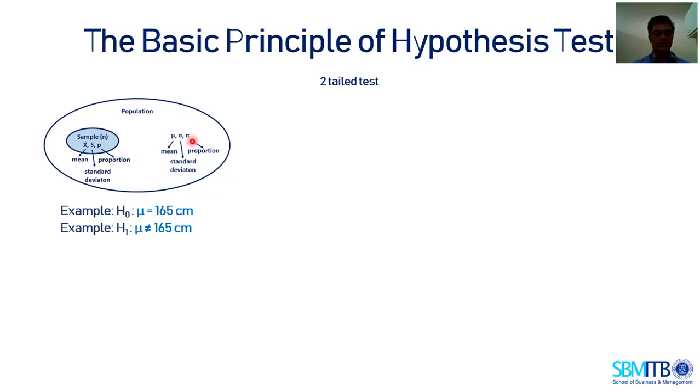Previously, we've stated several hypothesis statements. For example, the mean height of Indonesian citizens is equal to 165 centimeters, and then we also state the alternative hypothesis as the mean height of Indonesian citizens is not equal to 165 centimeters, and we want to check whether the hypothesis statement is correct or not by taking several respondents as the samples and calculating the sample statistics.